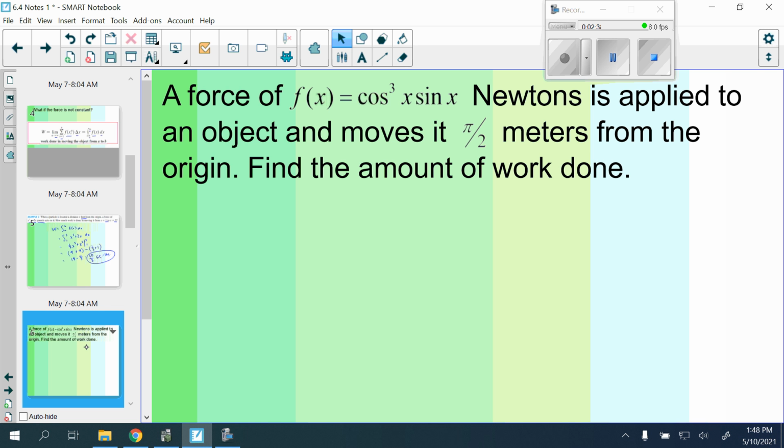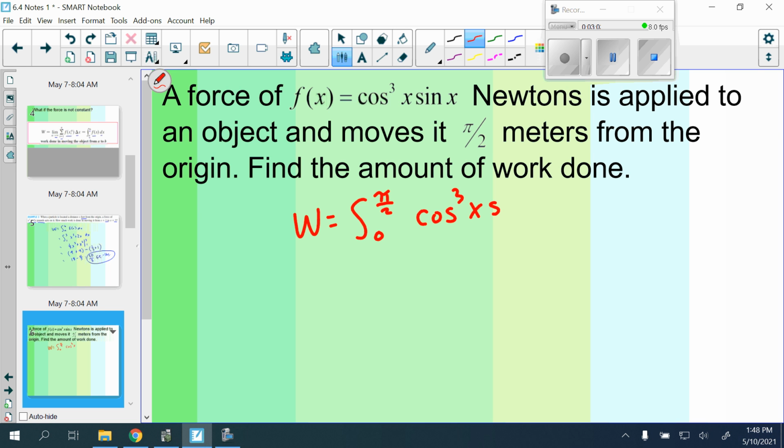A force of cosine cubed x sine x newtons is applied to an object and moves it pi over 2 meters from the origin. Find the amount of work done. So again, we're setting up an integral here. From the origin means we're starting at 0, moving it to pi over 2. Our force function here would be cosine cubed x sine x dx. All right, so now we got to integrate this.